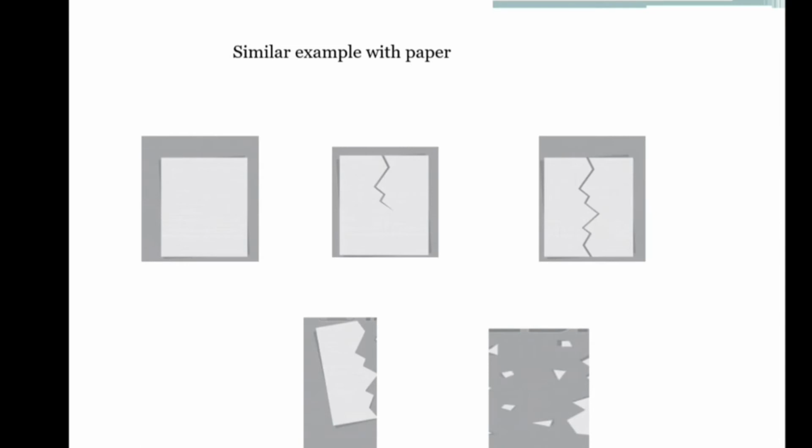A similar example with paper. I am asking you to tear a sheet of paper. You will be tearing it into two. You can see in the second and third pictures that it will be half. I am asking you to cut it even smaller, as much as you could. So I am telling you to tear smaller and even smaller pieces. What will you be getting? You will be getting smaller and smaller pieces of paper.